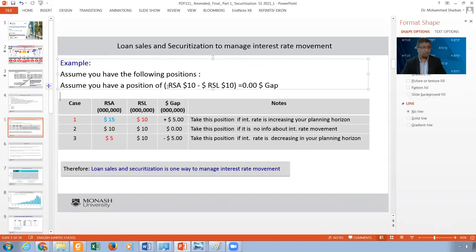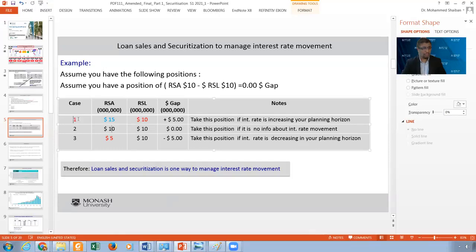Now, assume you have this position. You have risk-sensitive assets of 10 and risk-sensitive liabilities of 10. Think about the repricing model. The repricing model will tell me to calculate first the gap, and then multiply the gap by the change in the interest rate to get the impact on net interest income. Now, I have a zero gap, and I am very neutral.